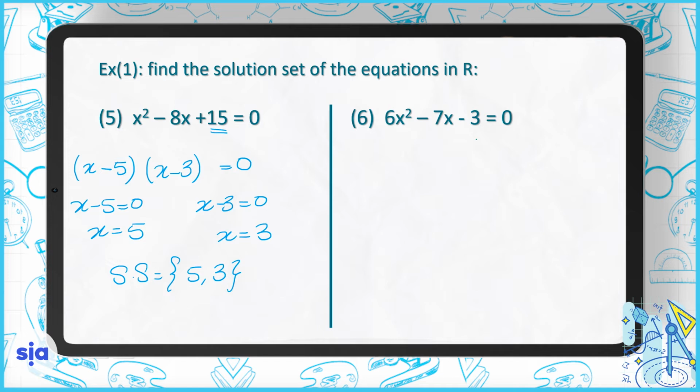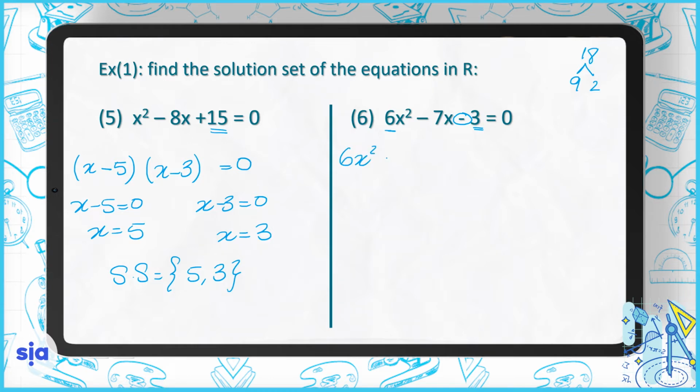In this question, there is no HCF. How can I factorize if there's a number beside x squared? Yes, excellent. I multiply the 6 by the 3, it's 18. I want two factors of 18. Their difference, because this is a minus, is 7. Yes, excellent. It's the 9 and the 2.